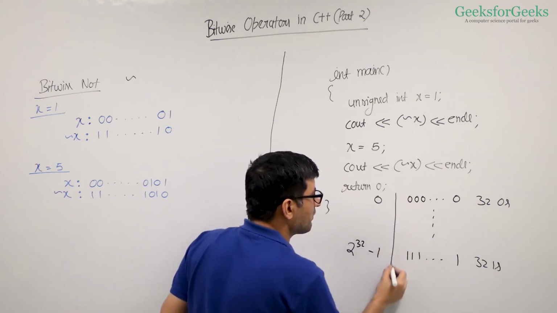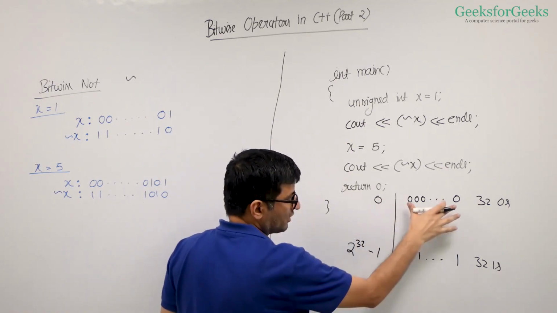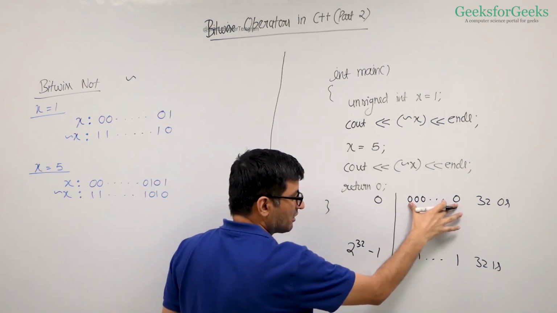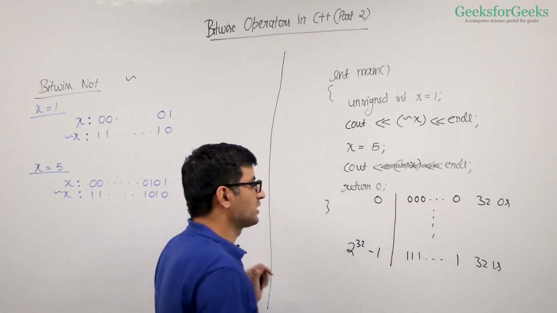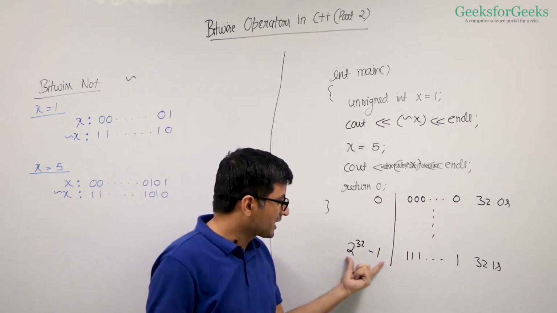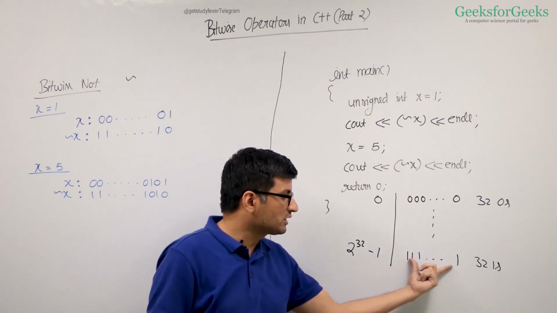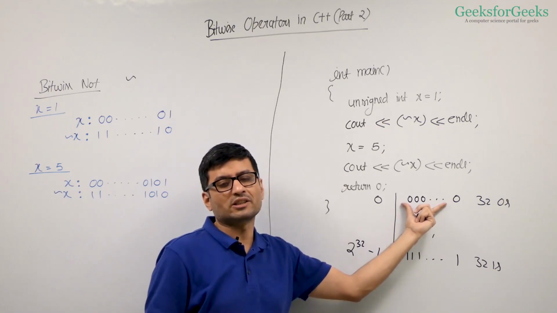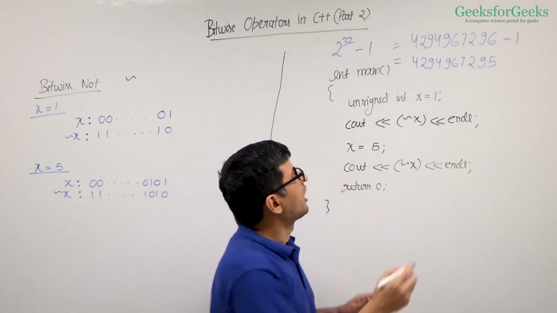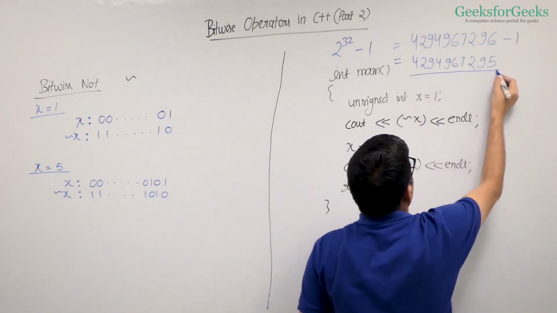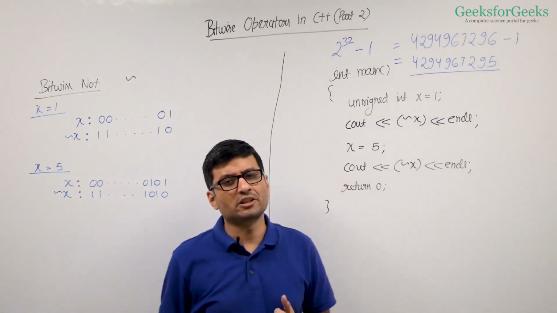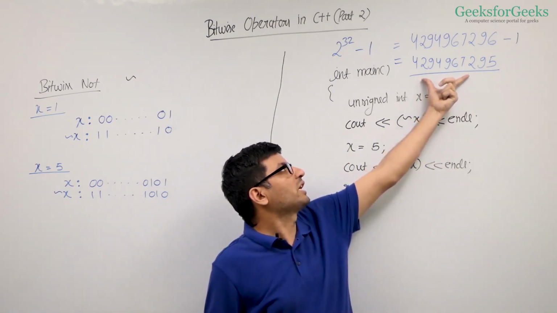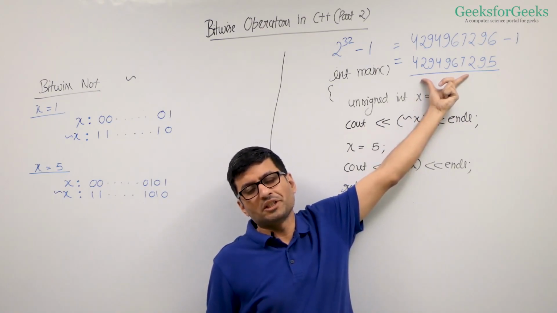So this is the minimum value you can represent using 32-bit unsigned numbers, and this is the maximum value you can represent. So this is the maximum value we have when we have all ones, and this is the minimum value we have when we have all zeros in unsigned numbers. So this is the largest number that you can represent in 32-bit unsigned integers. This number is going to have all ones in binary representation.